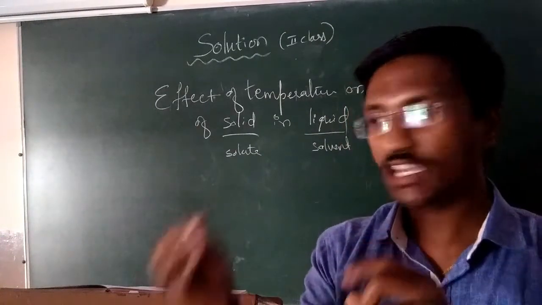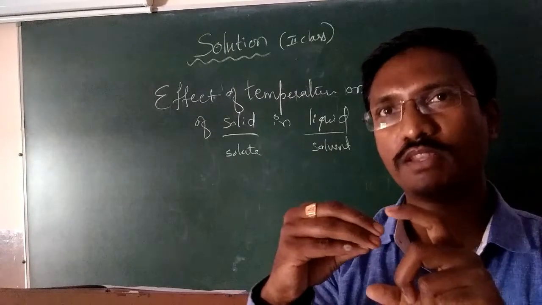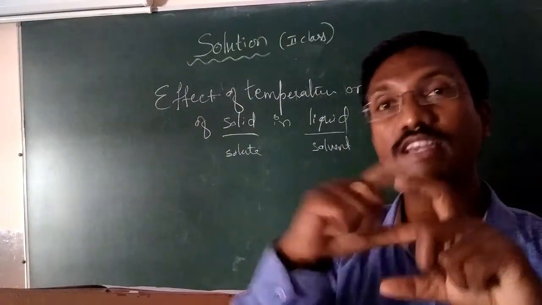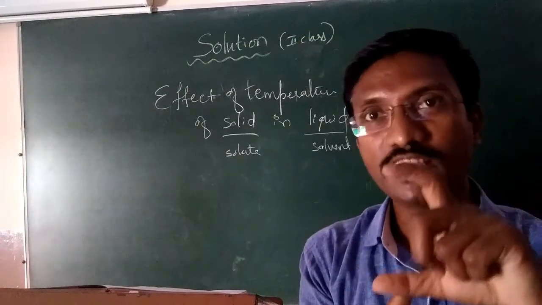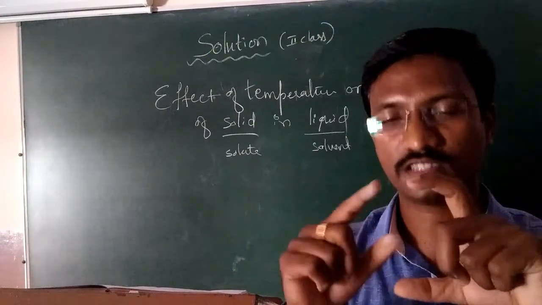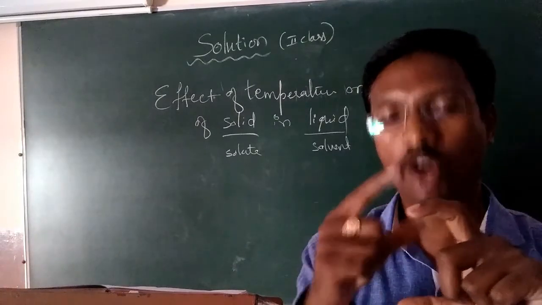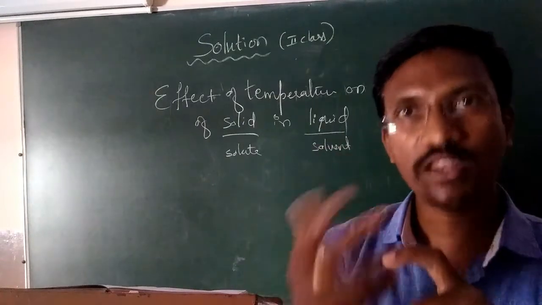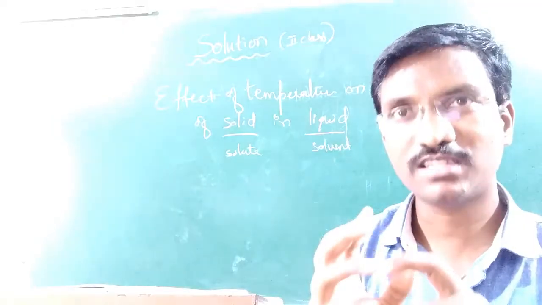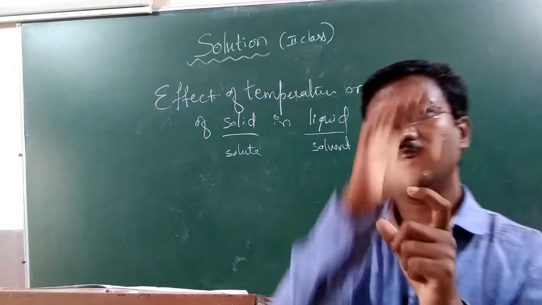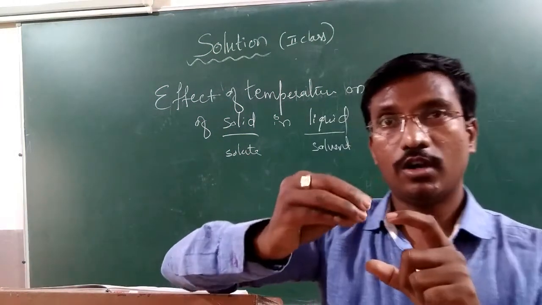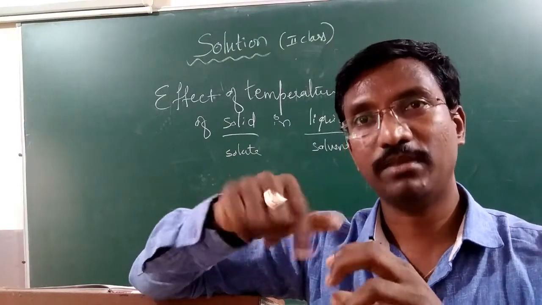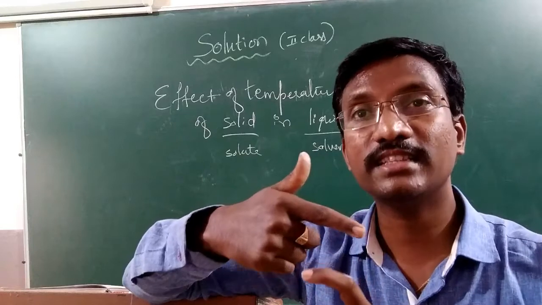If you add the sugar at normal temperature, it will dissolve, no doubt. As we increase the temperature by heating the water, the water becomes hot water. In hot water we can add the sugar and it will dissolve very fast, isn't it? So the sugar added to the water dissolves more, meaning dissolution increases with increasing temperature.